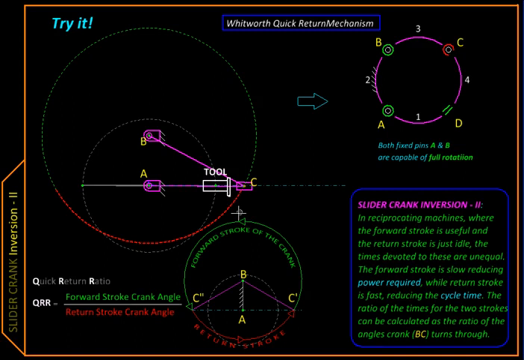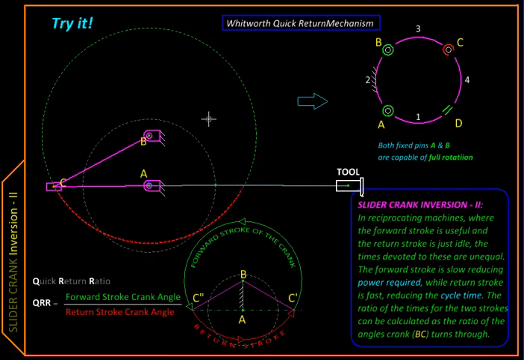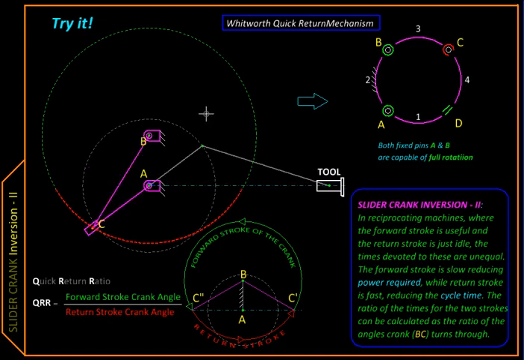But if you notice the angle through which our input link is turning when moving forward and when retracting the tool back, these two angles are not equal, and therefore the tool will take more time to go forward, and in a shorter time it will be retracted back. Such mechanism is called a quick return mechanism because it retracts back in a shorter period of time.